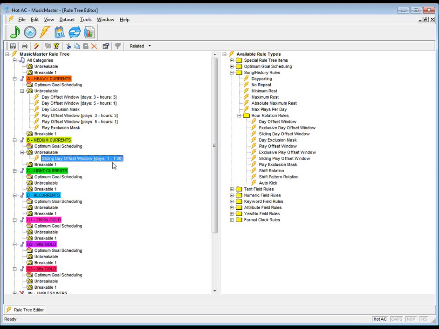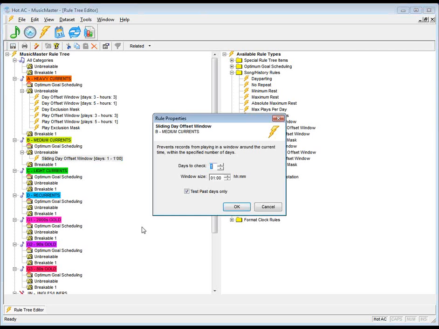You can also go so far as to have it go to the exact minute if you wished. We could say 1 hour and 22, which would give us 41 minutes of protection on either side of the play being tested.